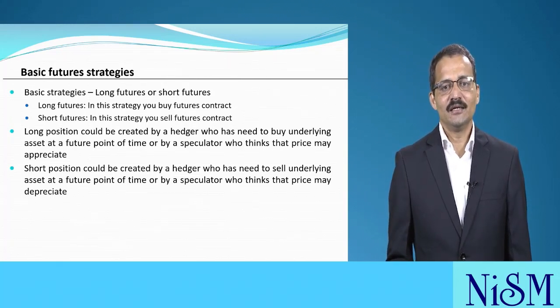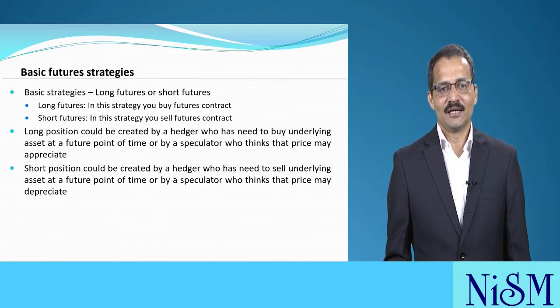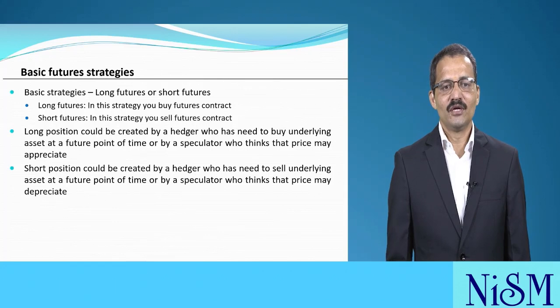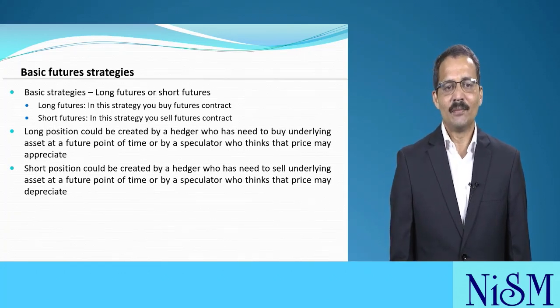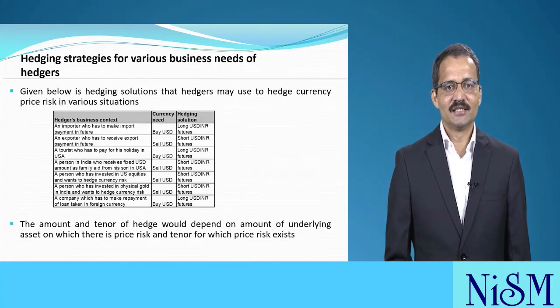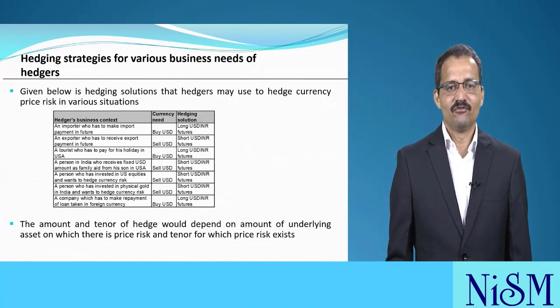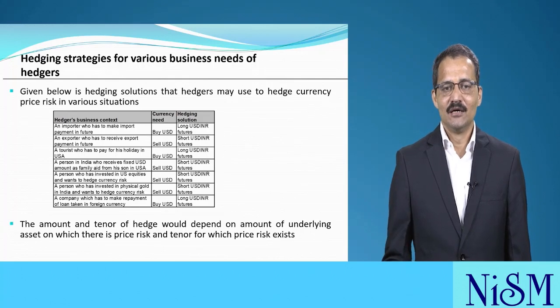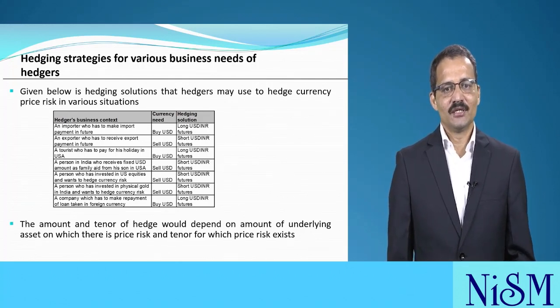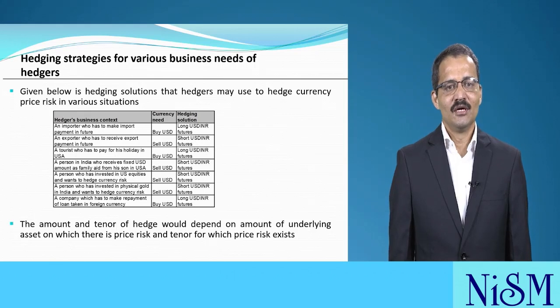And on the short side, anybody who has to sell the underlying, basically an exporter, will go short, or a speculator who thinks that USD is going to depreciate or INR is going to appreciate will go short in USD INR. So these are various business contexts, the need for the currency, and the hedging solution. As I said, an importer will buy USD, so he will go long. An exporter will sell USD, so he will go short.